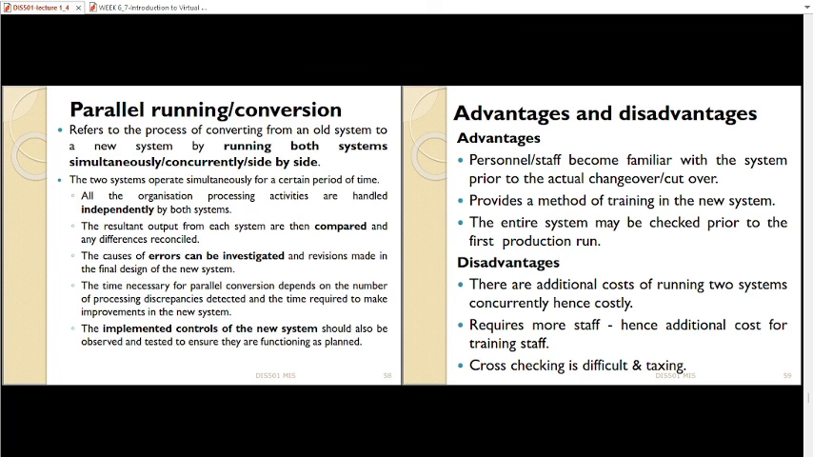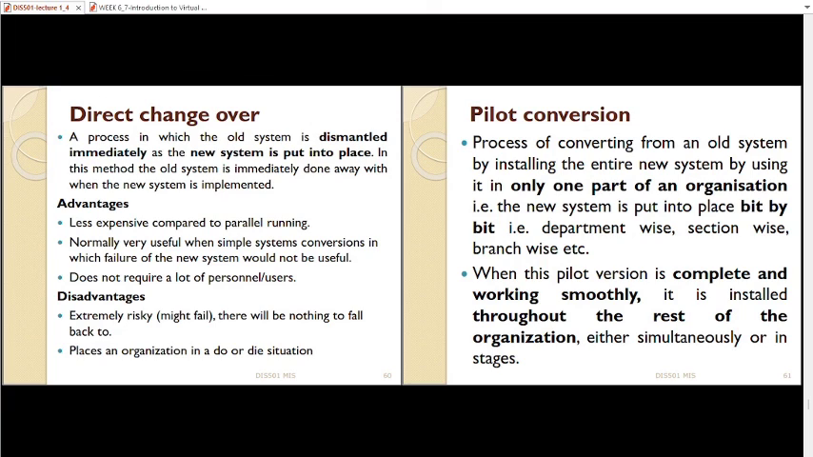Of course, when you are running parallel, it basically means you are running 2 different systems, and therefore you need more employees to manage, you need more resources and so on. So it has that disadvantage, but it's a way that you can have a system in your organization, and people can be trained as they observe how it is working.